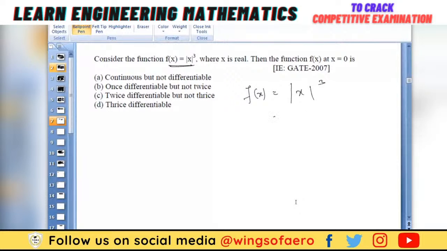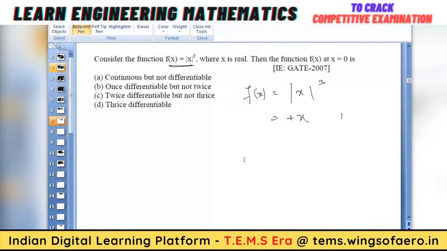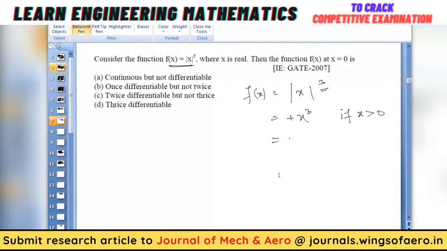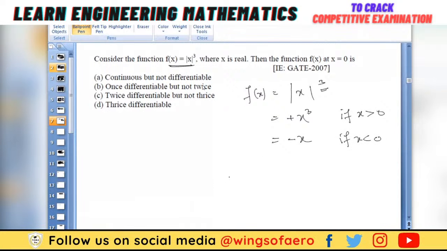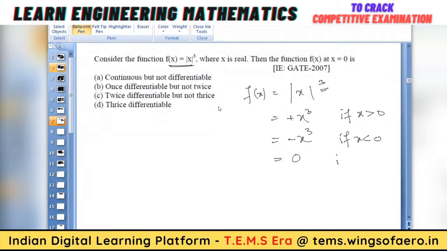So mod x is, I told you, x if x is greater than 0, but a cube is there. So simply I would use a cube here, and it is equal to minus x if x is less than 0. Just put a cube here, and it is equal to 0 if x is equal to 0.